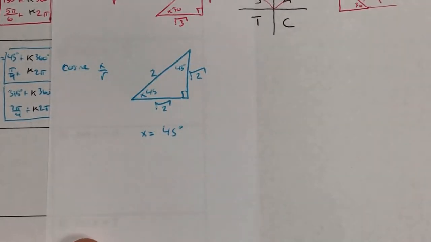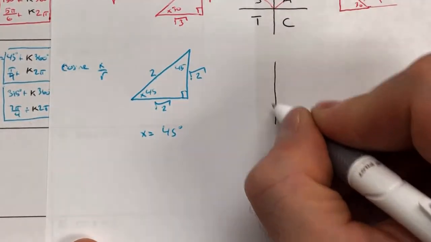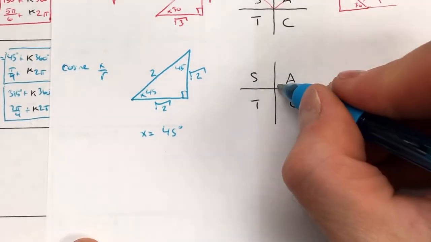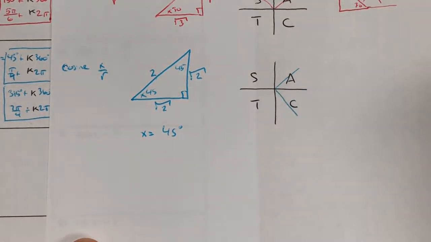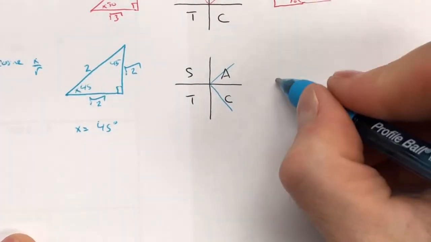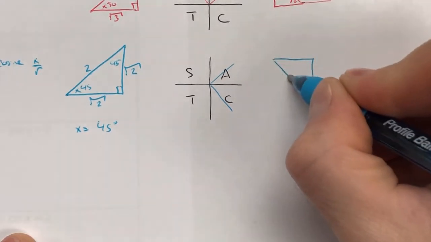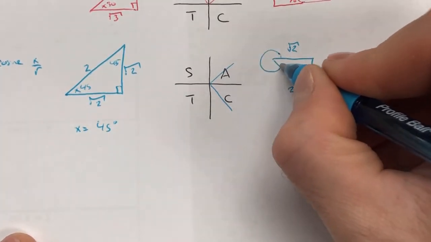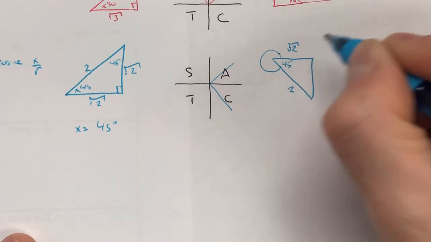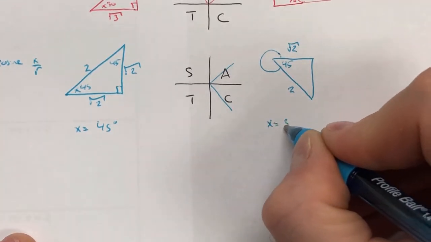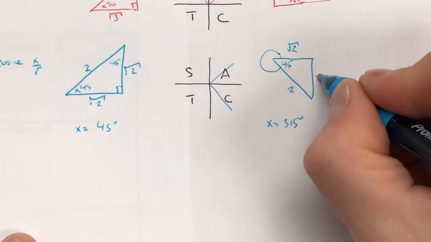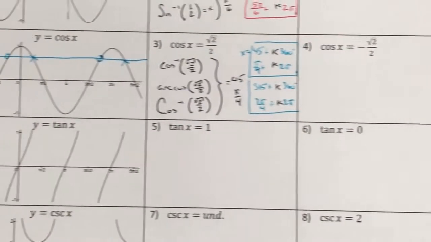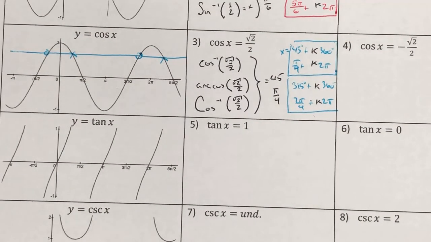And I'll be able to quickly figure out what the other angle measure is because I know with this indicator, all students take calculus, I know cosine is positive both in the first and in the fourth quadrant, which means I'll have a second triangle, which will still give me root 2 over 2, which is going to be 360 minus that 45 degrees, which is 315. Boom. There we go. So either way you work it, we're going to end up getting the same answer.